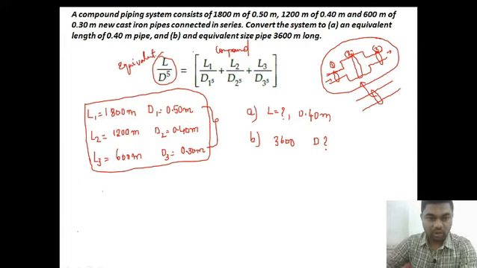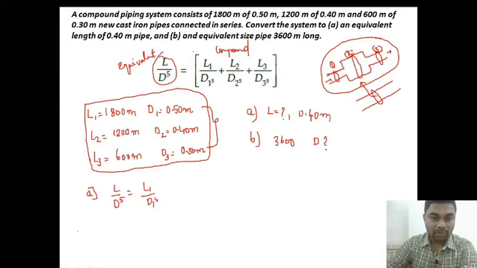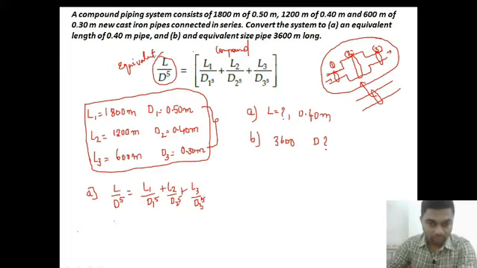In case A, what all things are given? Okay, all this data. First of all, what is the formula? L by D to the power of 5 is equal to L1 by D1 to the power of 5 plus L2 by D2 to the power of 5 plus L3 by D3 to the power of 5. So what is L? L we need to find out.